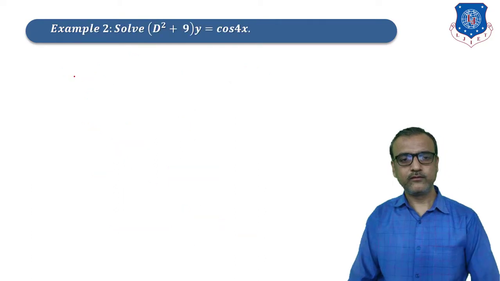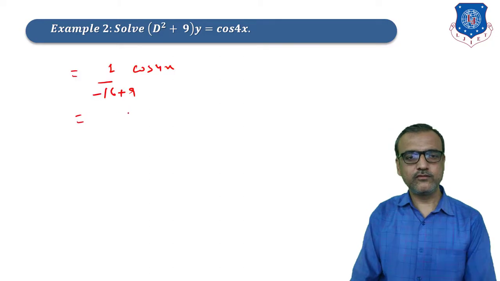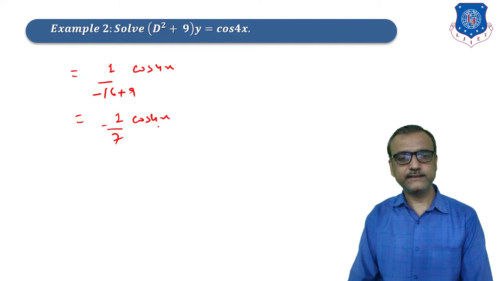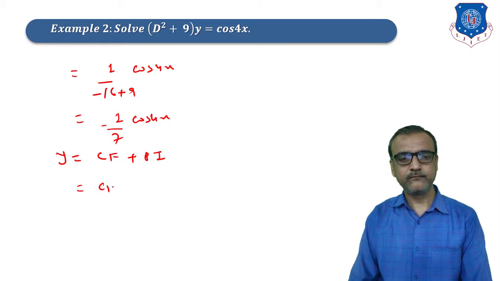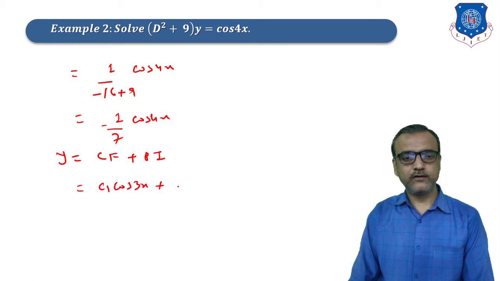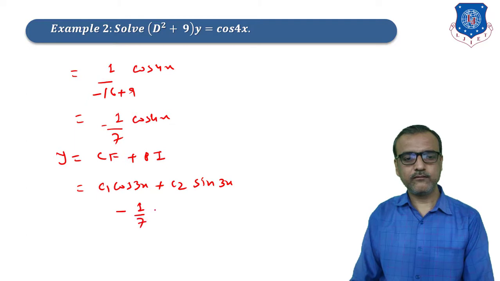And 16 minus 9, that is minus 7. So we have minus 1 by 7 cosine of 4x. Okay, now the general solution is y equals CF plus PI. CF is C1 cos 3x and PI is minus 1 upon 7 cos 4x. So this is the required general solution of the given differential equation.